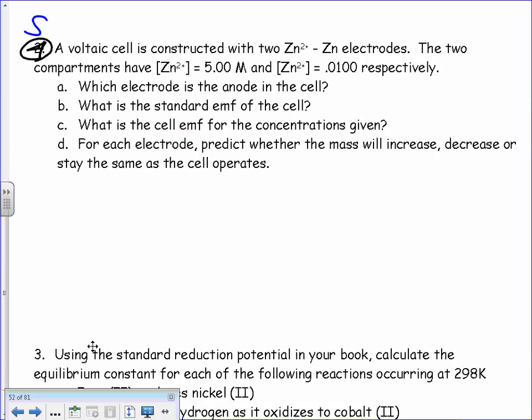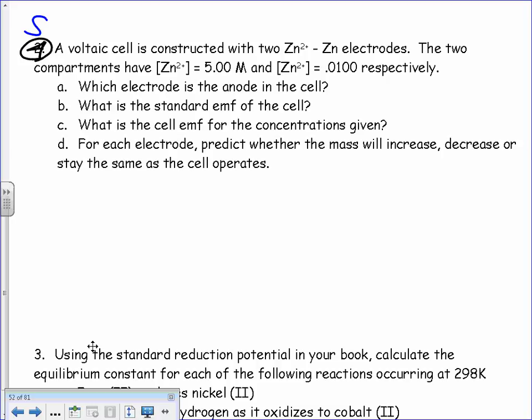Anybody know who the anode is right now? Which compartment is the anode, the 5 molar one or the 0.01 molar one? Is this a guess? Do you look at your notes? It's actually the other one, by process of elimination. So you remember why.